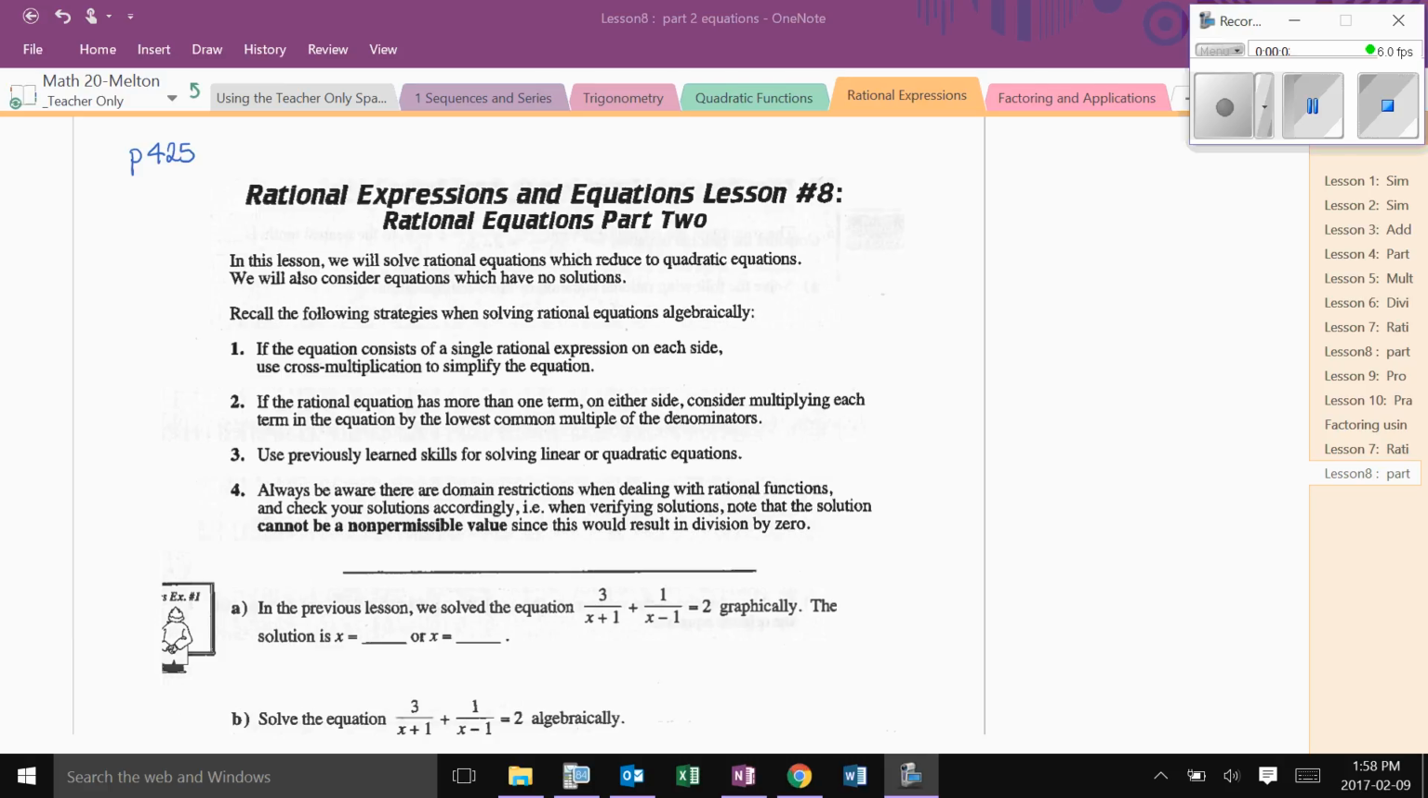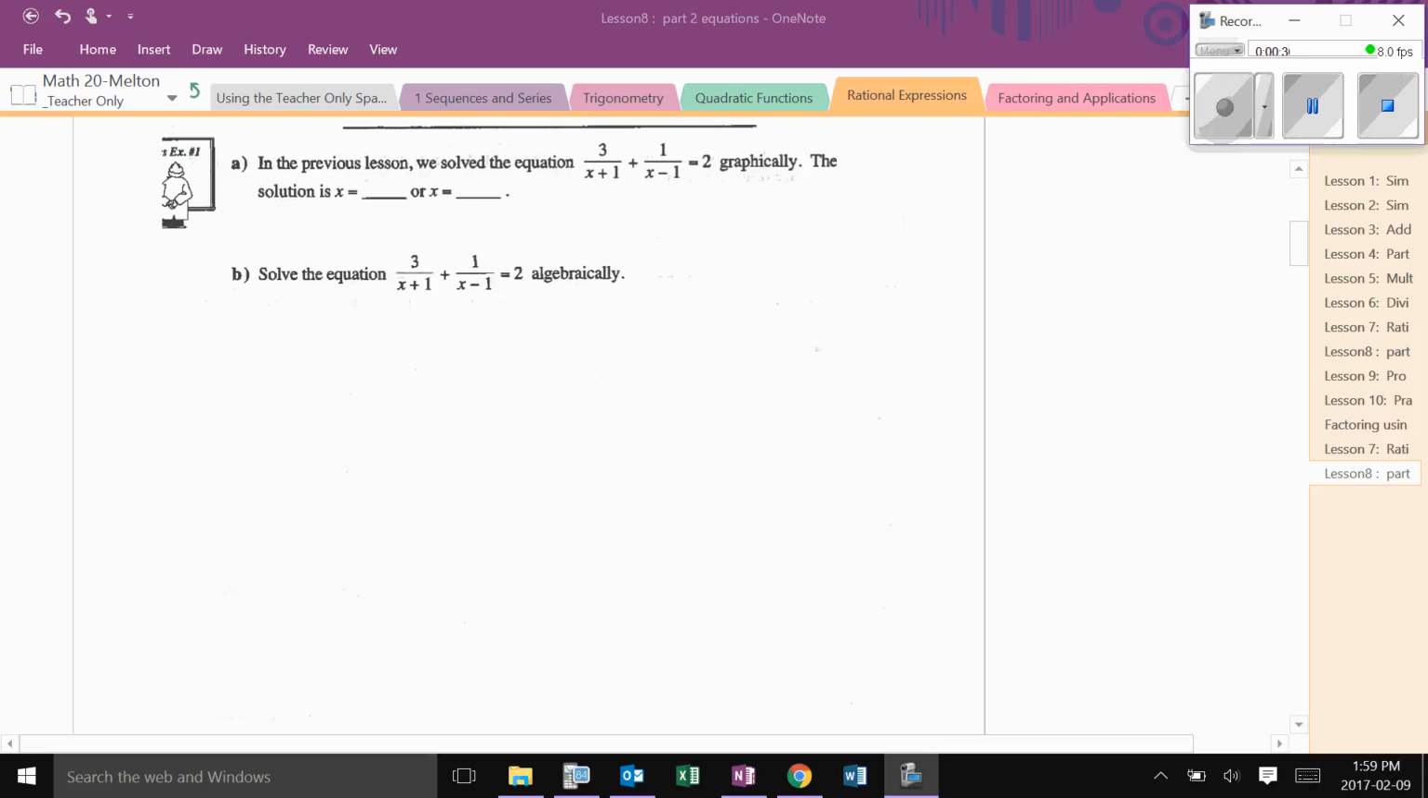Let's take a look at page 425 in your workbooks, and we're looking at solving rational equations part 2. This little blurb at the top goes through some of the steps and considerations in order to solve equations, and specifically this time the equations that we're going to solve might end up looking like quadratic equations as opposed to linear equations like the ones that we previously looked at in part 1.